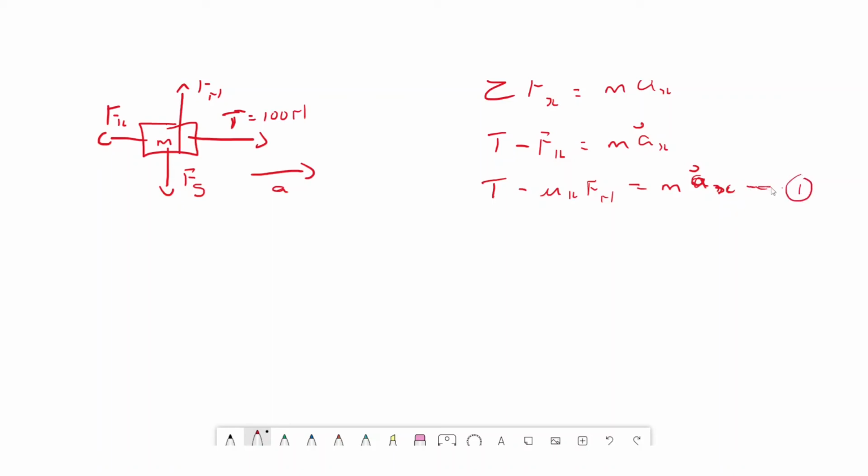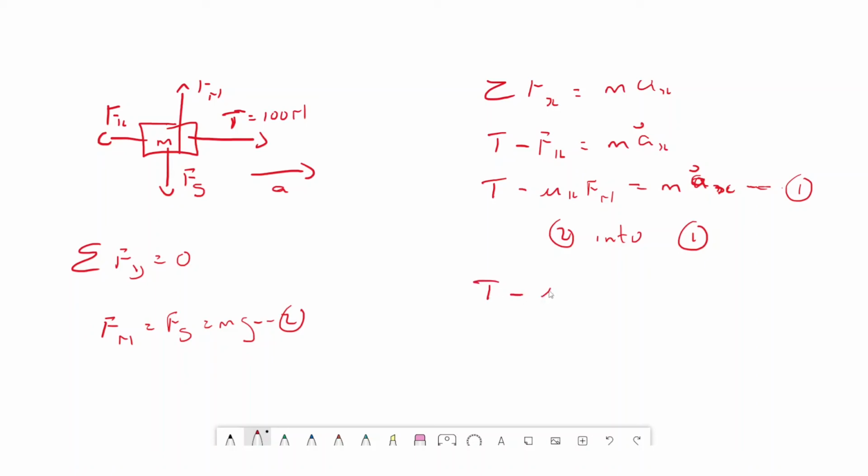Now the second equation is going to come in. Then after that, I'm going to say the sum of all the forces in the y is going to be 0, because it's not going up, it's not going down. Which means that Fn is going to be Fg, which is going to be mg. This is equation 2. I'm going to take equation 2 and substitute it into equation 1.